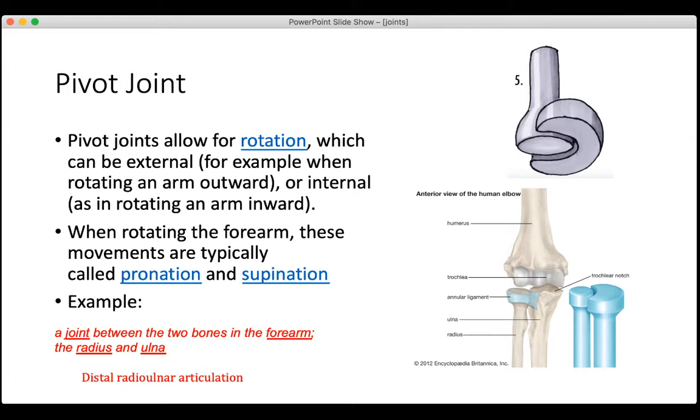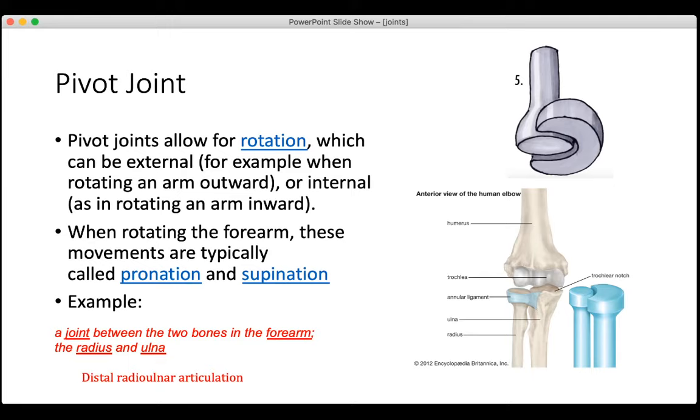that is pivot joint. Now this joint is more focused towards rotation. It allows rotatory movements. Pivot joint allows a rotation which can be external or internal. For example, when you are rotating your arm outward, that is outward rotation. When you are rotating your arm inward, there is an inward rotation. So these rotation movements are provided by this kind of joint, synovial joint, pivot joint.